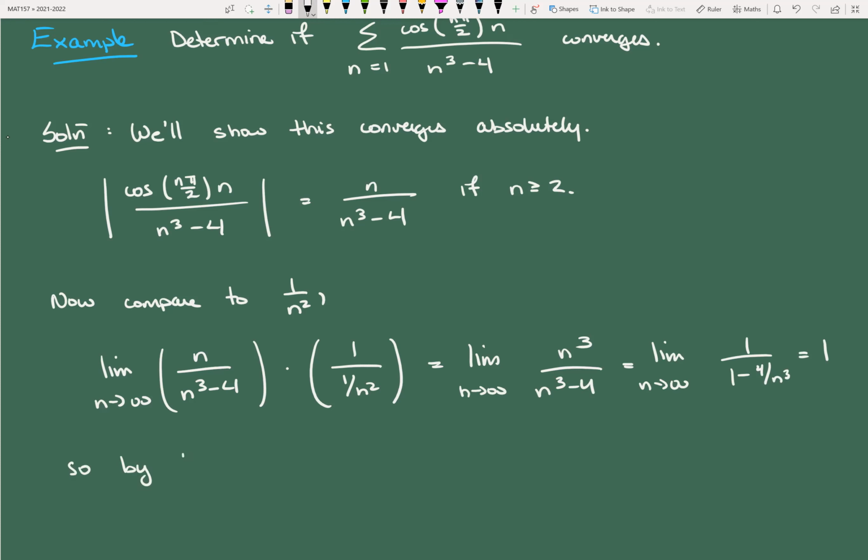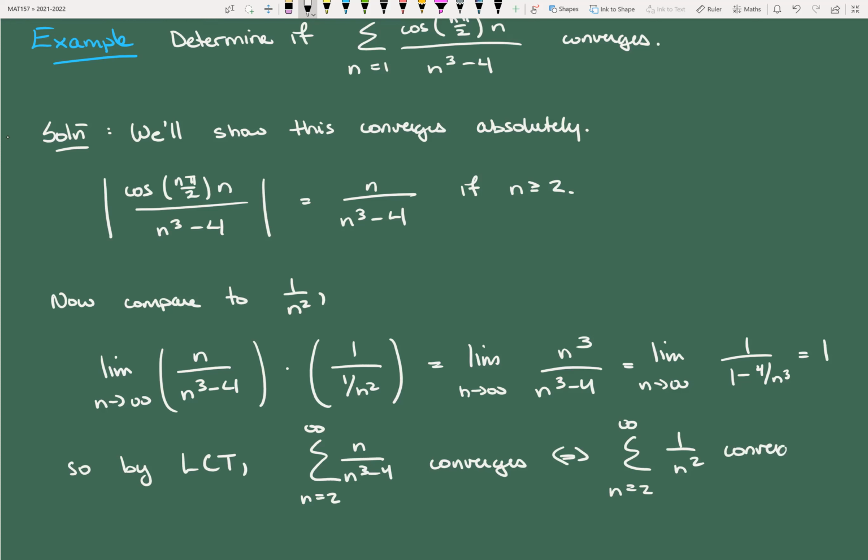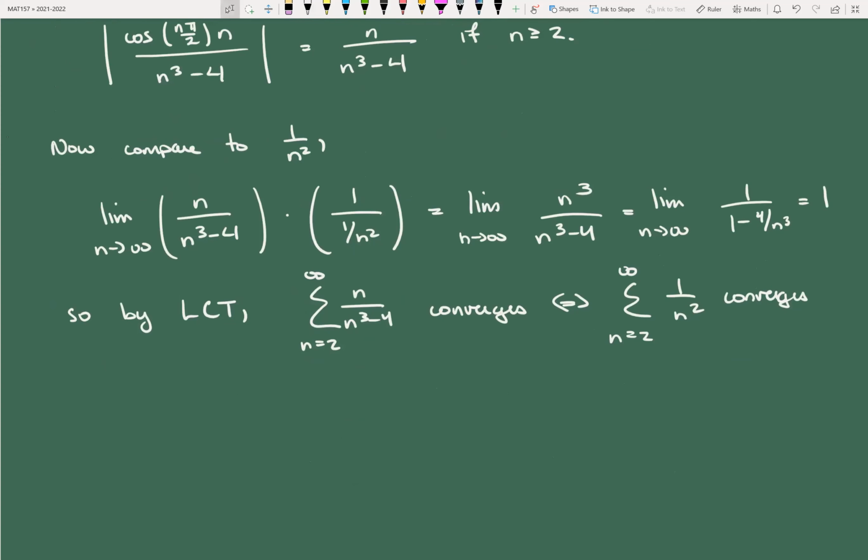By the limit comparison test, the sum from n equals 2 to infinity converges if and only if the sum of 1 over n squared converges. The right-hand side clearly converges, by the p-test. So that means the left side converges. That means that our series converges absolutely, and therefore our original series converges.